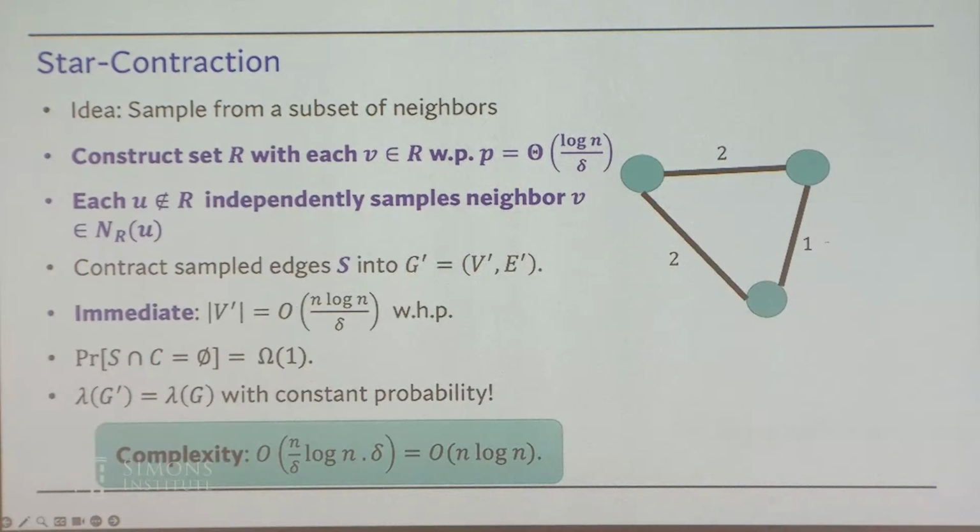So that immediately controls a number of the vertices, but there is still a log n factor over there. And so the complexity now becomes n over delta log n times delta. So you have n log n.